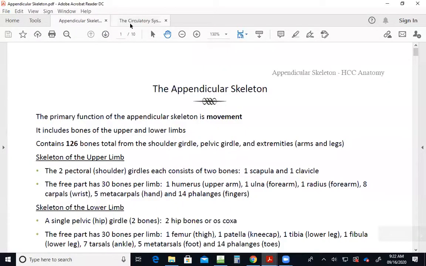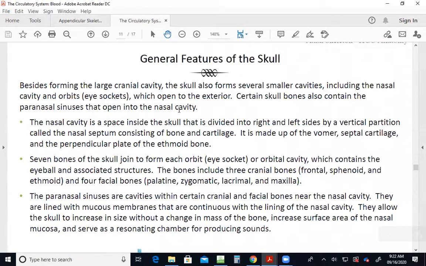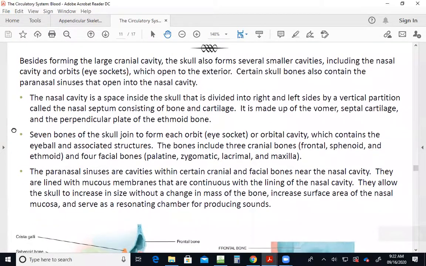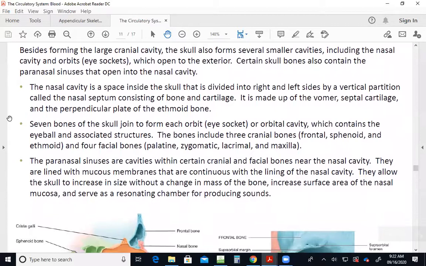So I'm going to pull my lecture back up here. Before we move on from the skull, I want to reiterate some of the things that we talked about. Besides forming our large cranial cavity, our skull also forms several smaller cavities, including our nasal cavity, which we talked about today, and the orbits, which we talked about today and last time. Those open to the exterior. And then we also talked about paranasal sinuses today and last time that open up into the nasal cavity.